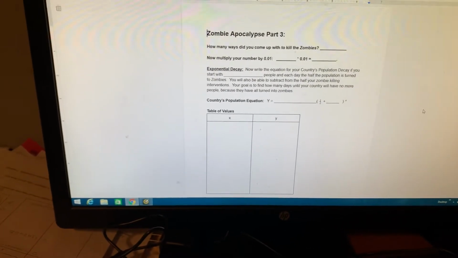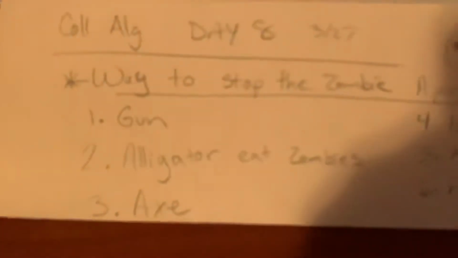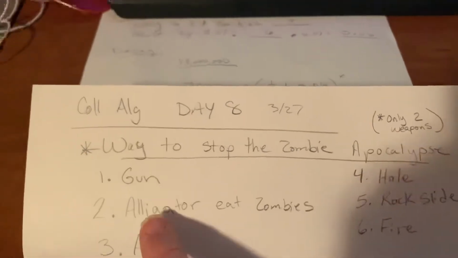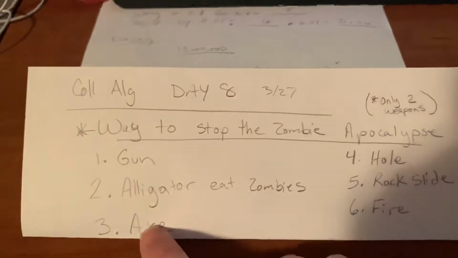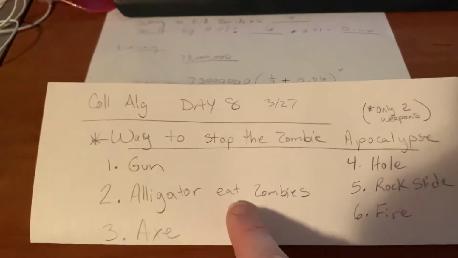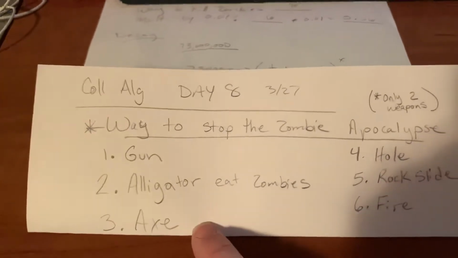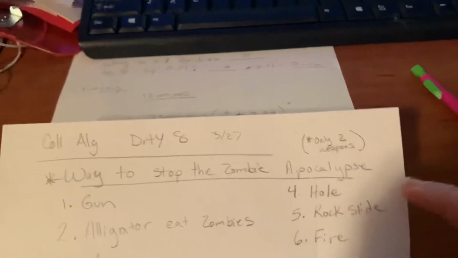So what you're going to do is on Friday, on the 27th, you should have come up with ways to stop zombies. So in that video, my son and daughter gave you a few ways to do that. So there was a gun. My son said dinosaurs to eat zombies, and I changed it to alligators. An axe, and then I came up with a few more. So like hole, rock, slide, fire.